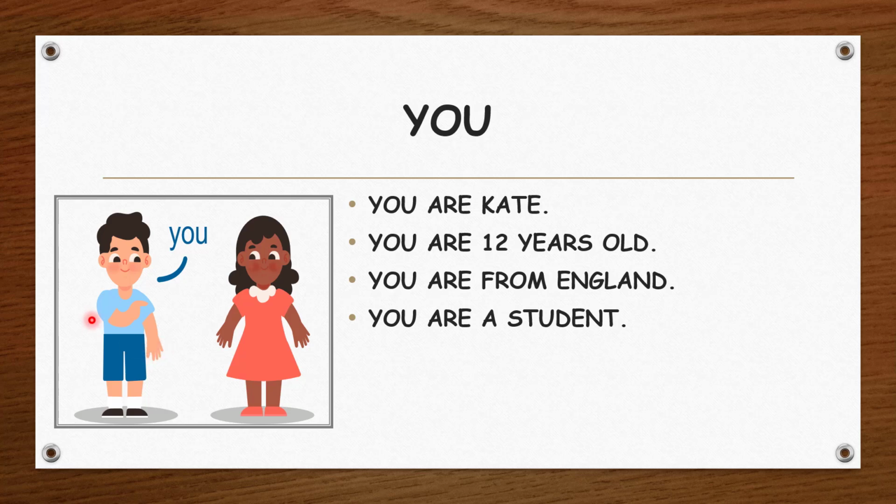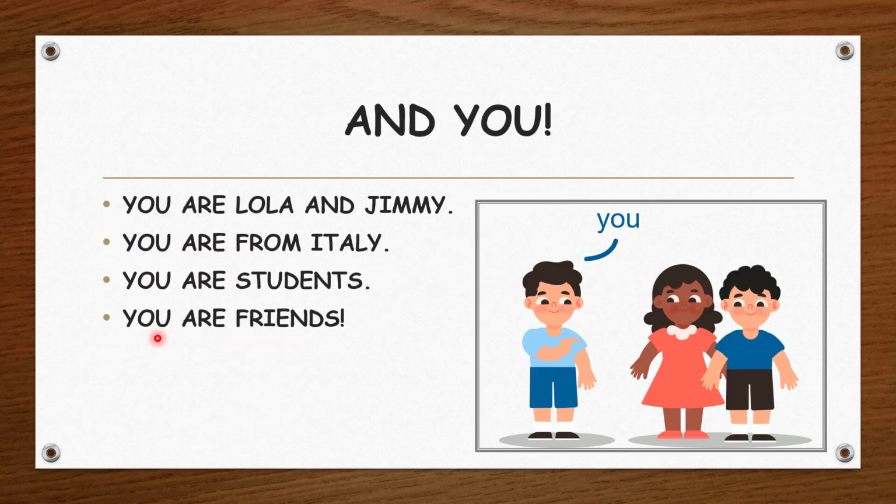Now here John is talking to his friend. You are Kate. You are 12 years old. You are from England. You are a student. Now we use the subject you to talk directly to a person.